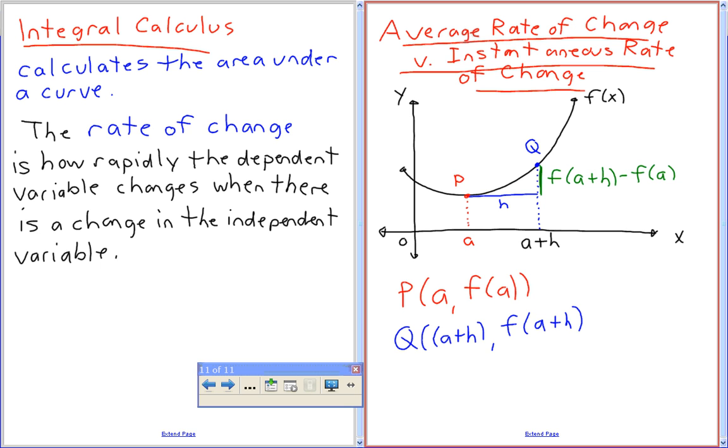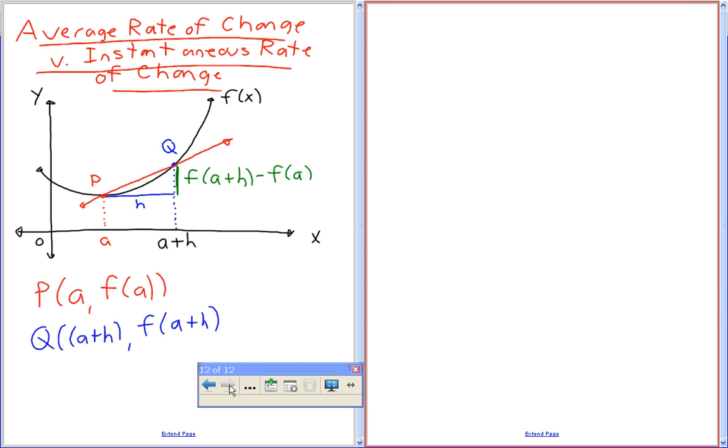Now for some fun. As if that wasn't fun enough. Can someone be brave and tell me the slope of line PQ? What is the slope of line PQ going to be? Michael, go first. f of a plus h minus f of a.